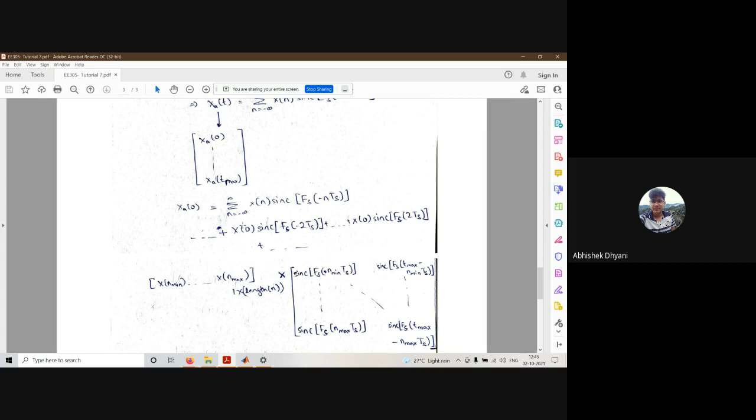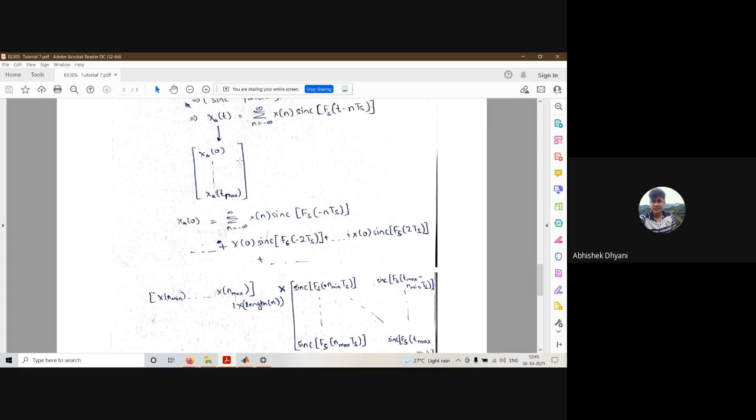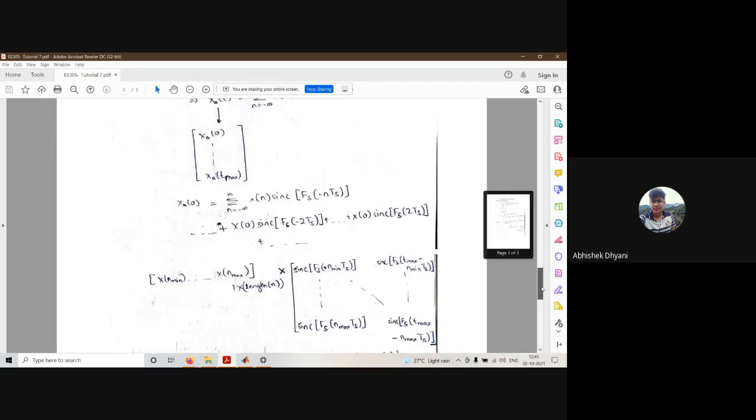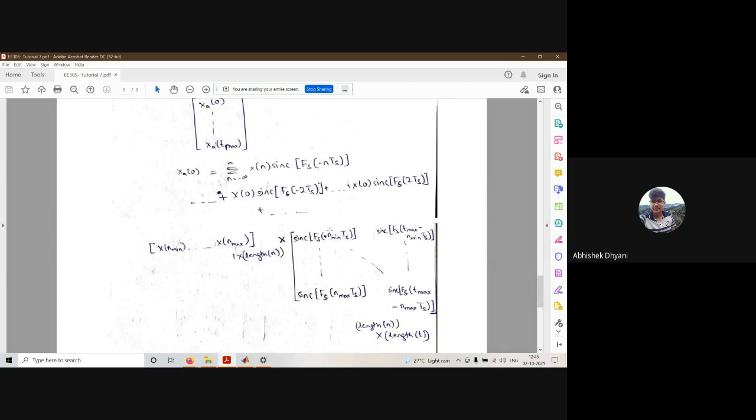So in this way, to obtain each of these, I know that I needed the product of one entry of x with a sync function. So I have written it as a vector and vector multiplication, and then I have put all these vectors in a matrix, and that way I can get xa. So this whole product and summation gets converted into this vector matrix multiplication.